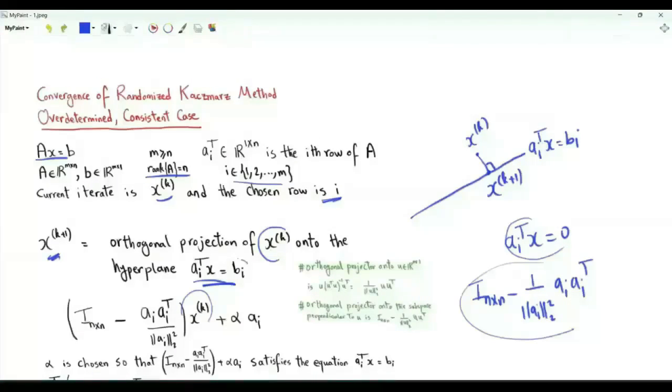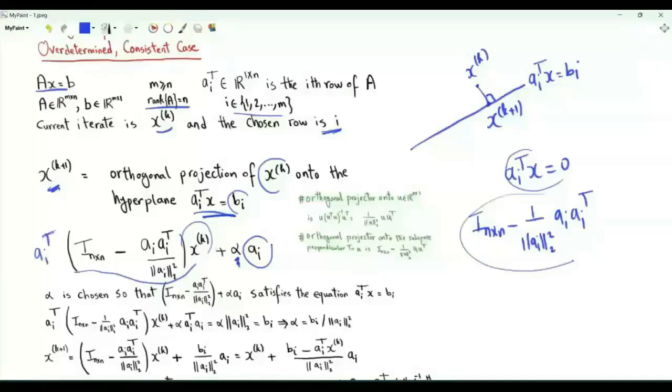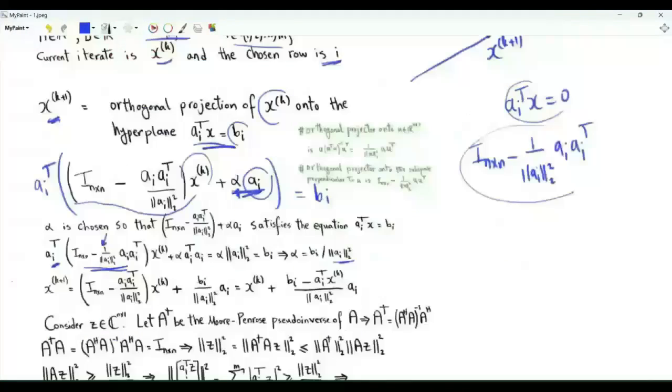Since bi is not necessarily equal to 0, we shift the projection in the direction of Ai using some coefficient alpha. Alpha is obtained from the equation that Ai transpose times this vector is equal to bi. Note that when Ai transpose is multiplied by this bracket, we get Ai transpose minus Ai transpose, that's a row vector of zeros. This is not surprising because this matrix projects onto a subspace that is perpendicular to Ai. When Ai transpose is multiplied by this part, we get alpha times the L2 norm squared of Ai. Hence alpha is equal to bi divided by the L2 norm squared of Ai.